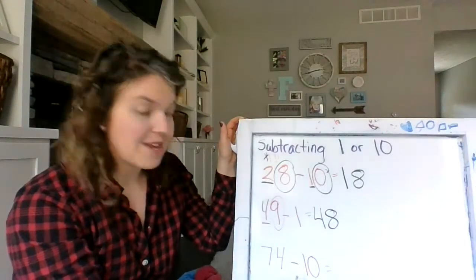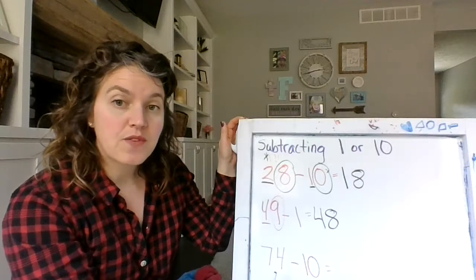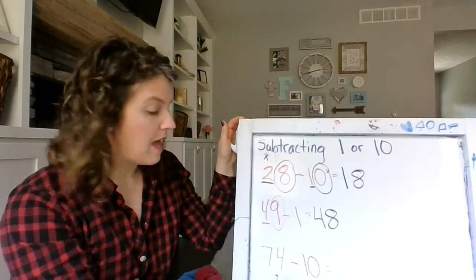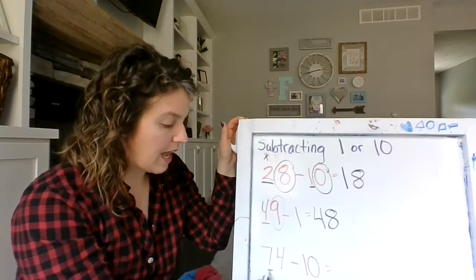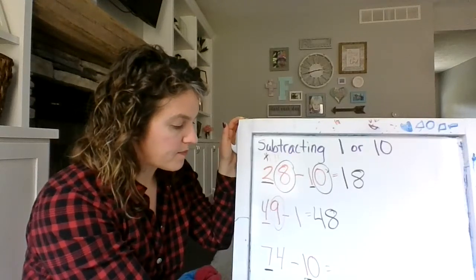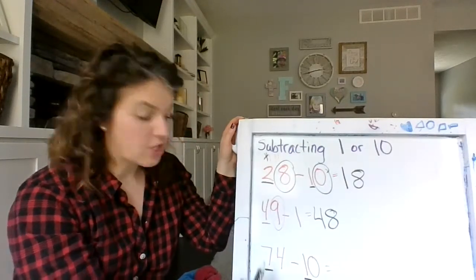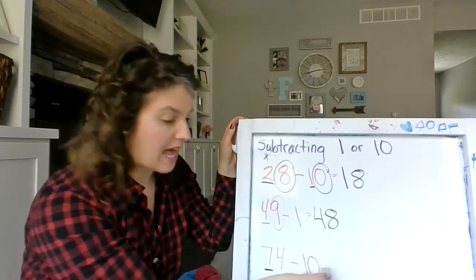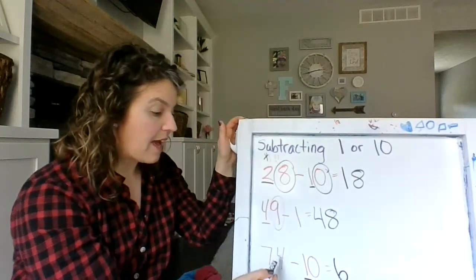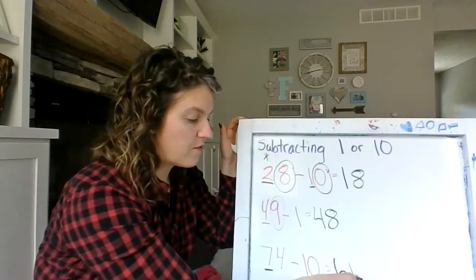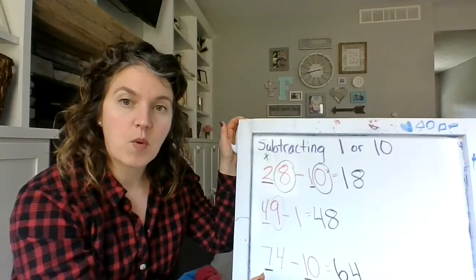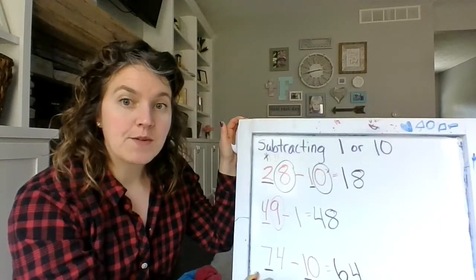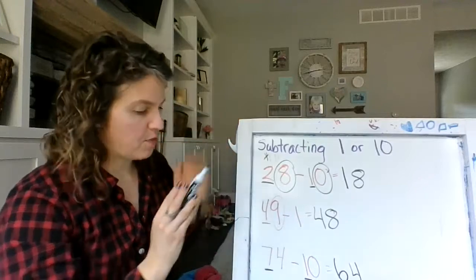Here I've got 74 minus 10. So if I say 74 minus 10, I'm looking at my groups of 10. That's my place value. So 70 minus 10 is 60, and 4 minus 0 is 4. 64.